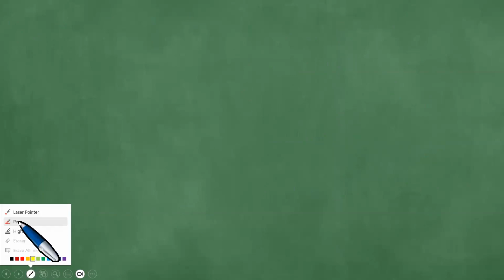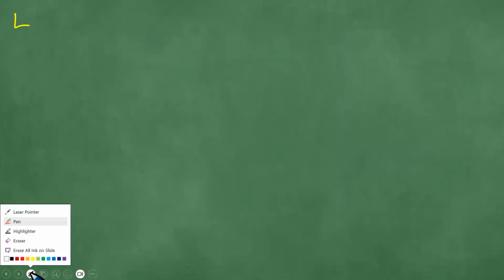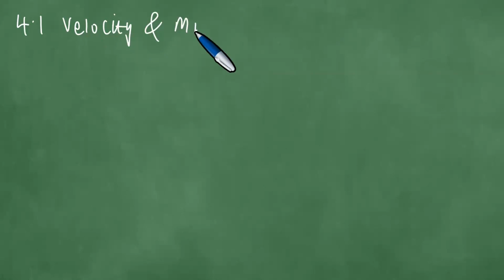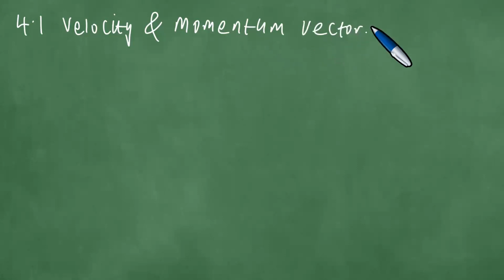So we're looking at number 4, with a specific focus on 4.1. We want to draw the velocity and momentum vectors for the go-kart.